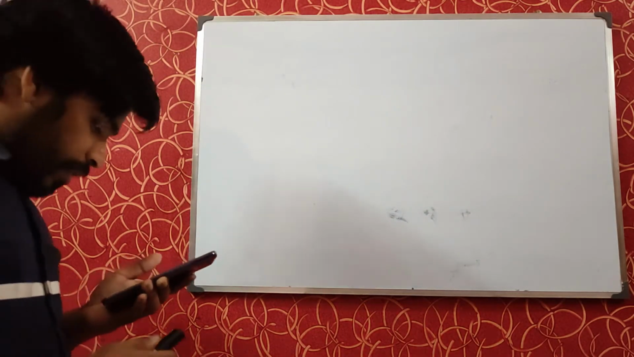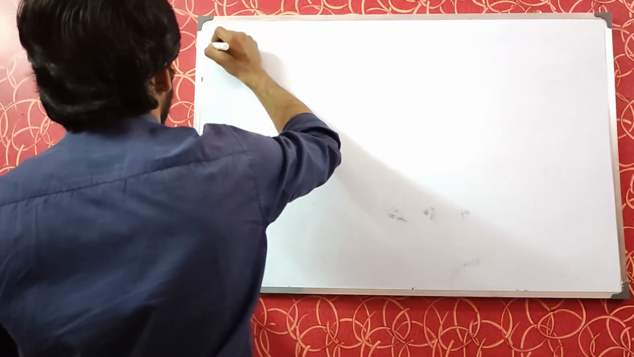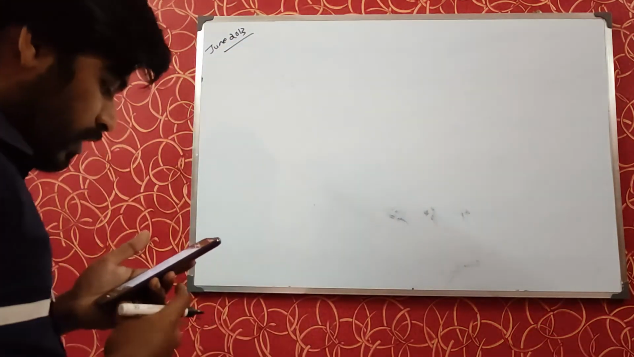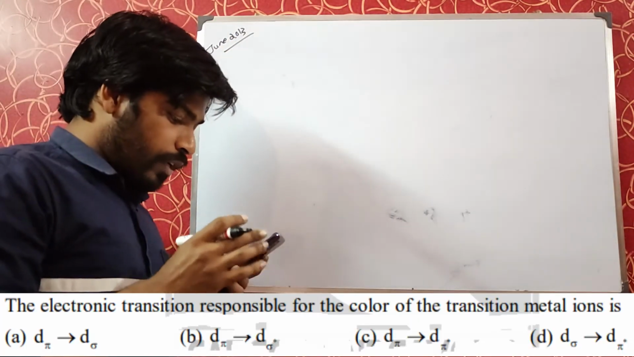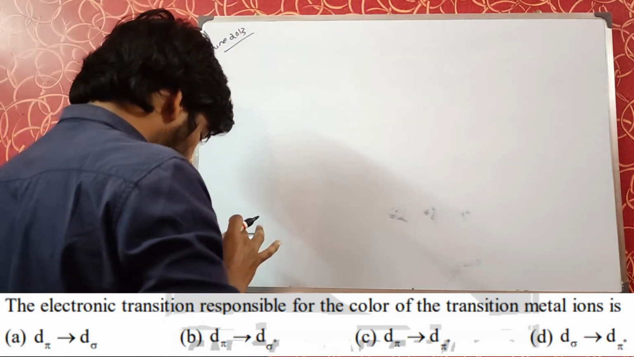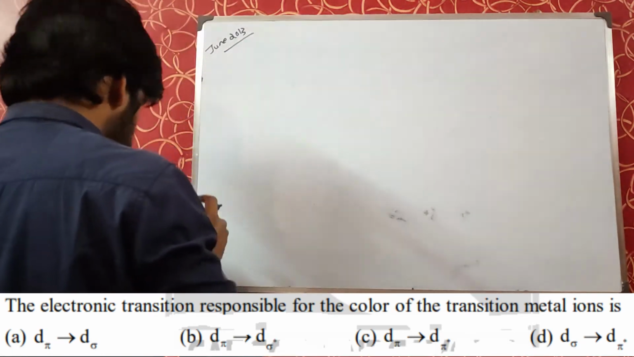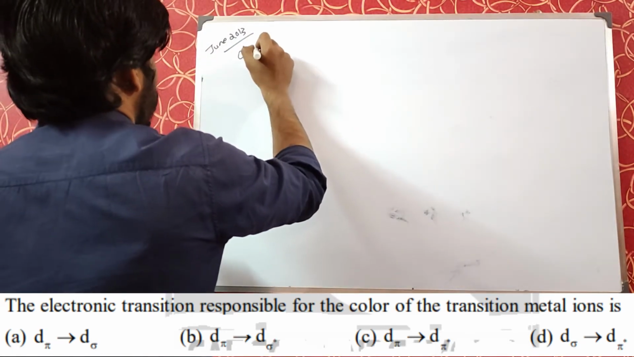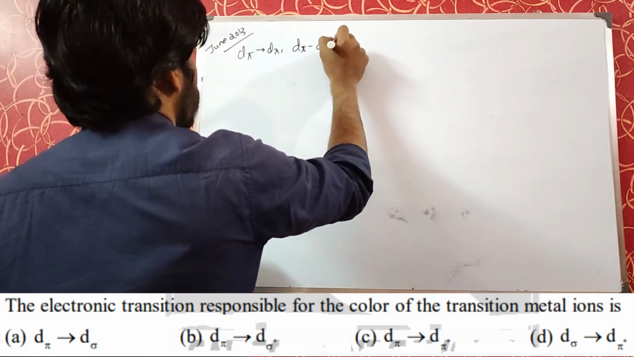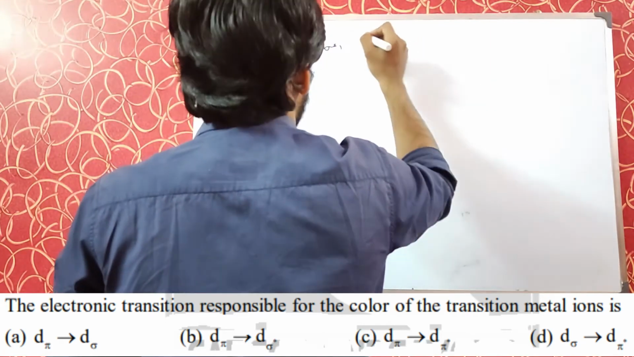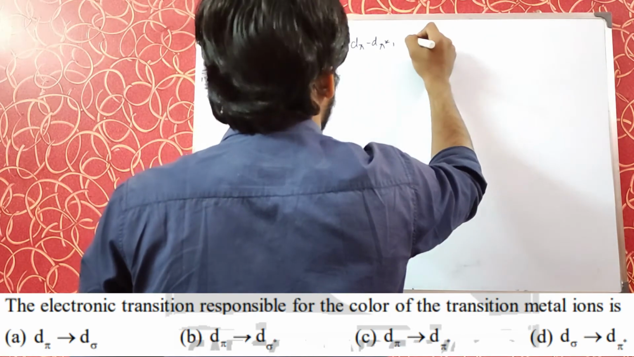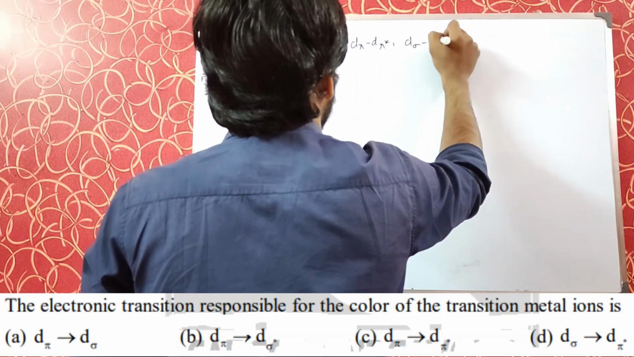So the next question we have is June 2013. So the question says the electronic transition responsible for the color of the transition metal ions. What options do you have? d pi to d pi, d pi to d sigma star, d pi to d pi star, and d sigma to d pi star.